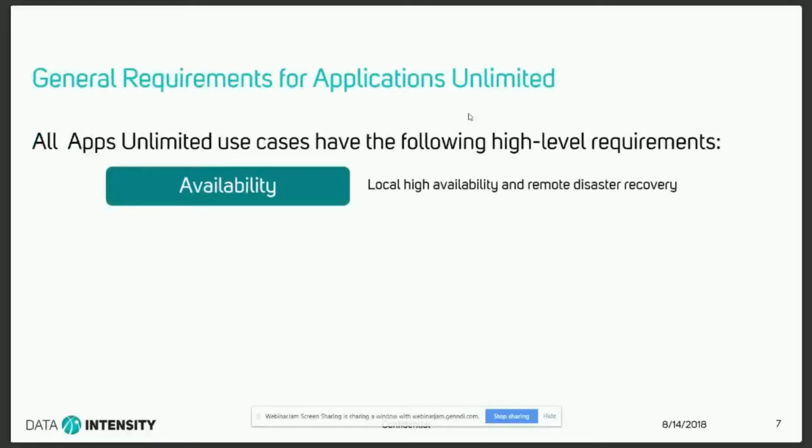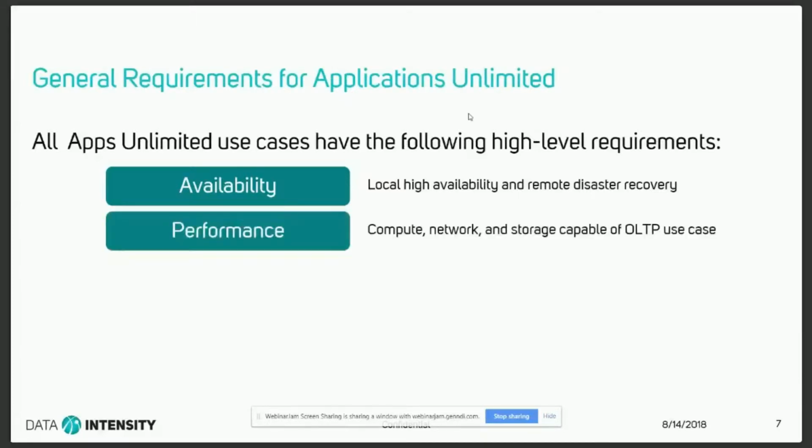Availability, obviously, making sure that there's some level of local high availability as well as remote disaster recovery. There is a difference between those two things because with local high availability, there typically isn't a significant amount of reconfiguration that has to be done. You don't have to repoint things to a new location. You don't have to reconfigure any sort of interfaces. You don't have to redo your DNS. It's contained within a particular geography that doesn't require those tasks.